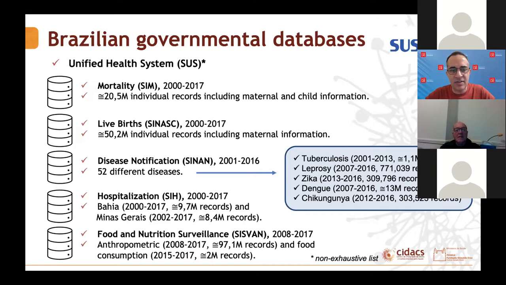And we have some databases on notifiable diseases. So Sinan is a database capturing data from 52 different diseases. And these ones in blue are the databases we have in CIDACS, for some specific diseases, okay? Basically, we just ask the Ministry of Health for some specific extractions for specific diseases, and then we get this data into CIDACS. CIDACS acts like a mirror of the Ministry of Health, so we have access to identifiable data, and we can store all this database inside CIDACS as well. Okay, so this is just a big picture of some databases we have in CIDACS. Both lists are non-exhaustive, which means we have much more data inside CIDACS, and this is a running process to capture and update these databases at different times, at different frequencies, okay?